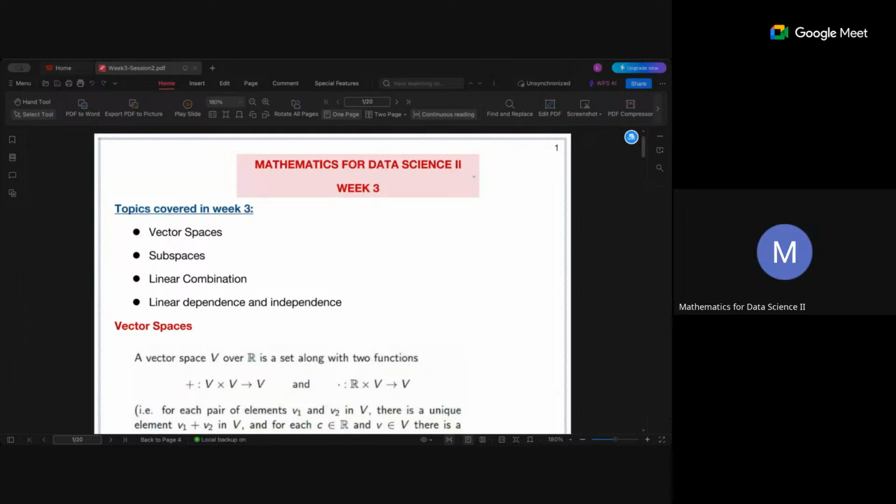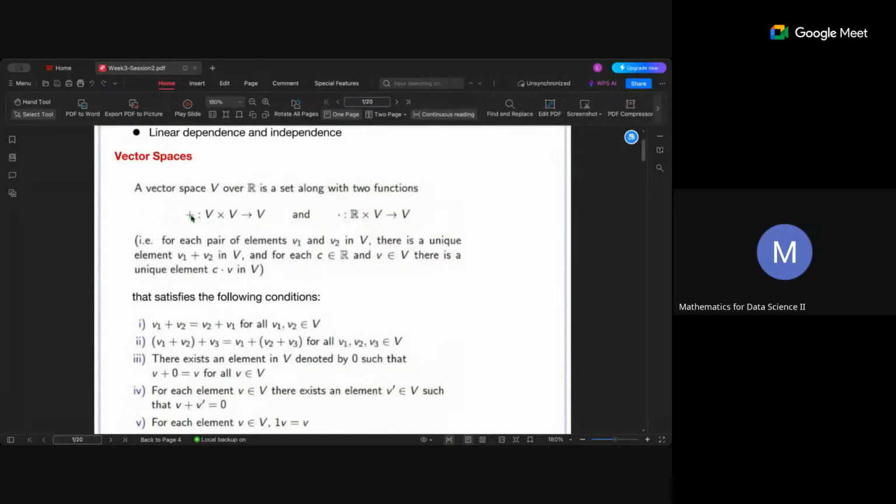Okay, so we were looking at week 3 and we will be continuing with that. What are the things we have seen in week 3 so far? First we introduced vector spaces. For vector spaces, what are the main things we need? We need an addition operation, we need scalar multiplication, and the given set should be closed with respect to this vector addition and scalar multiplication, right?